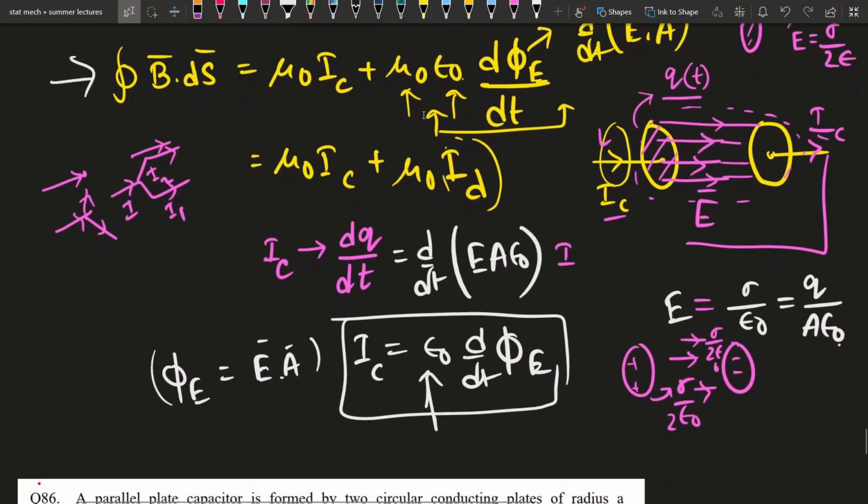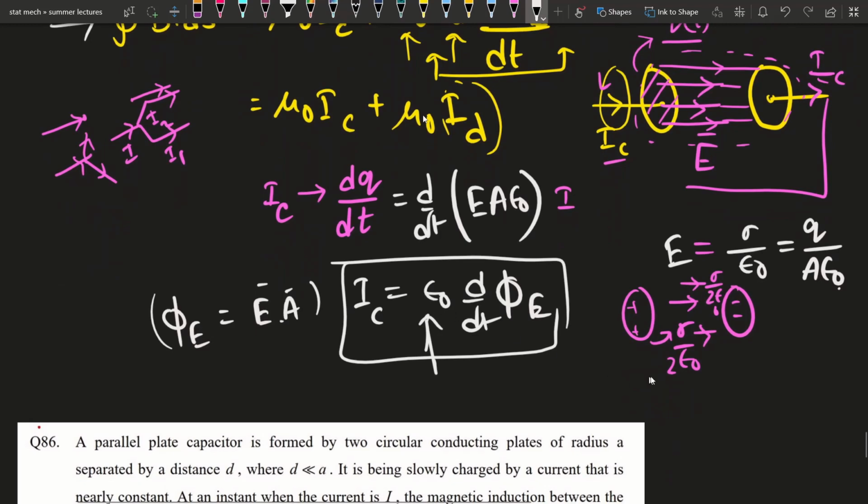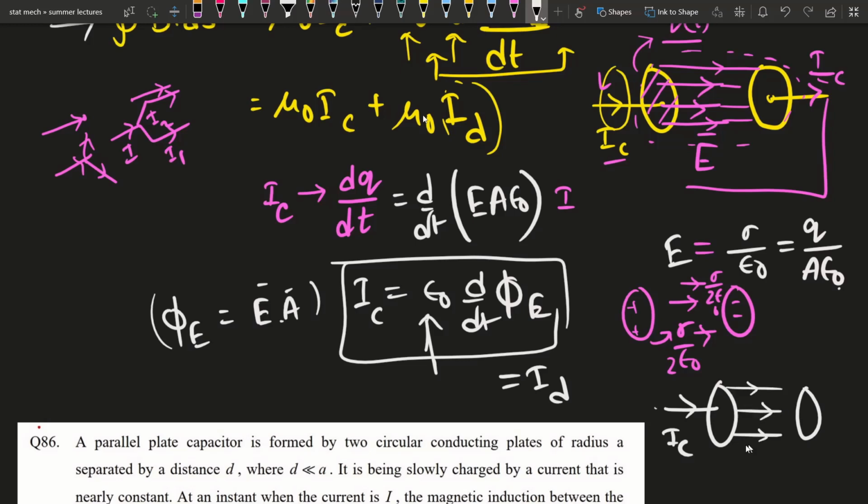So what we have got from this is a very important concept: the total current flowing, IC, equals ID. The total current in the wire equals the total ID, the displacement current in this region. So the total ID equals IC, and from here you can easily understand that the concept of continuity is also satisfied.